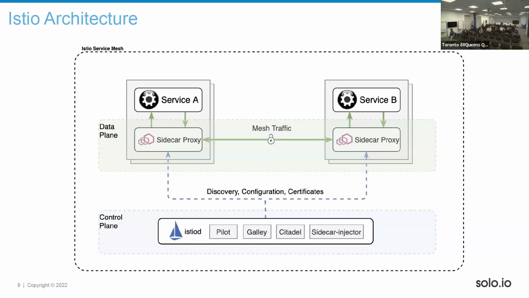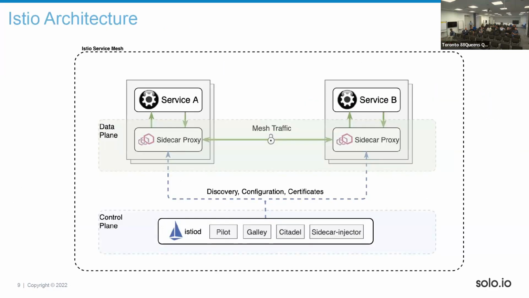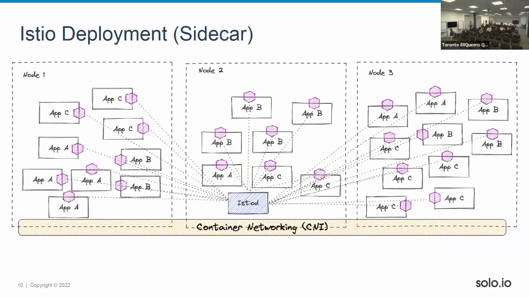Those sidecar proxies form part of the data plane. And then they have a control plane called Istio. That's kind of like the orchestrator, and that's where any new network policy or configuration, or maybe new certificates for the sidecar proxies, all get pushed out from the Istio control plane. So by default, that's what we have with Istio.